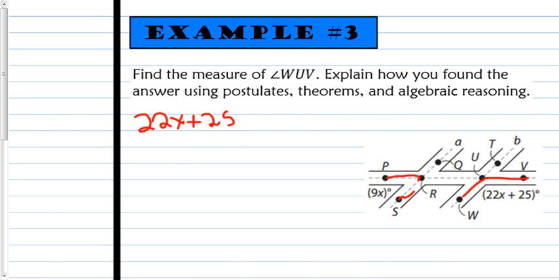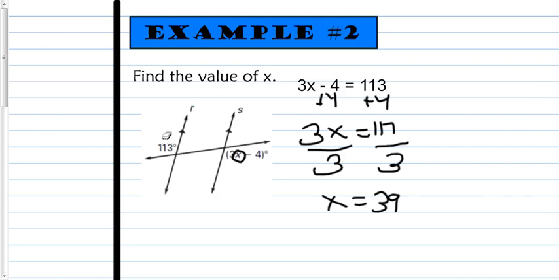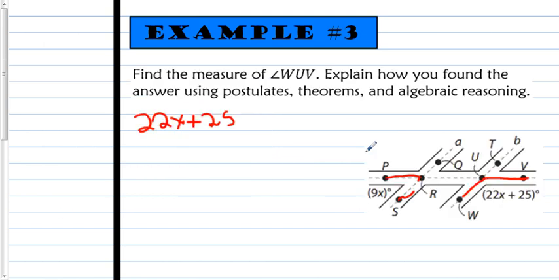Now, if we look back at our previous example, these were alternate exterior angles. One was on the top of the transversal and one was below the transversal. In our new example, they're both below the transversal, okay? But they're also not corresponding angles either, because this one, WUV, is to the right of the parallel line, but PRS is to the left of the parallel line. So they're not corresponding either, so I have to figure something else out.